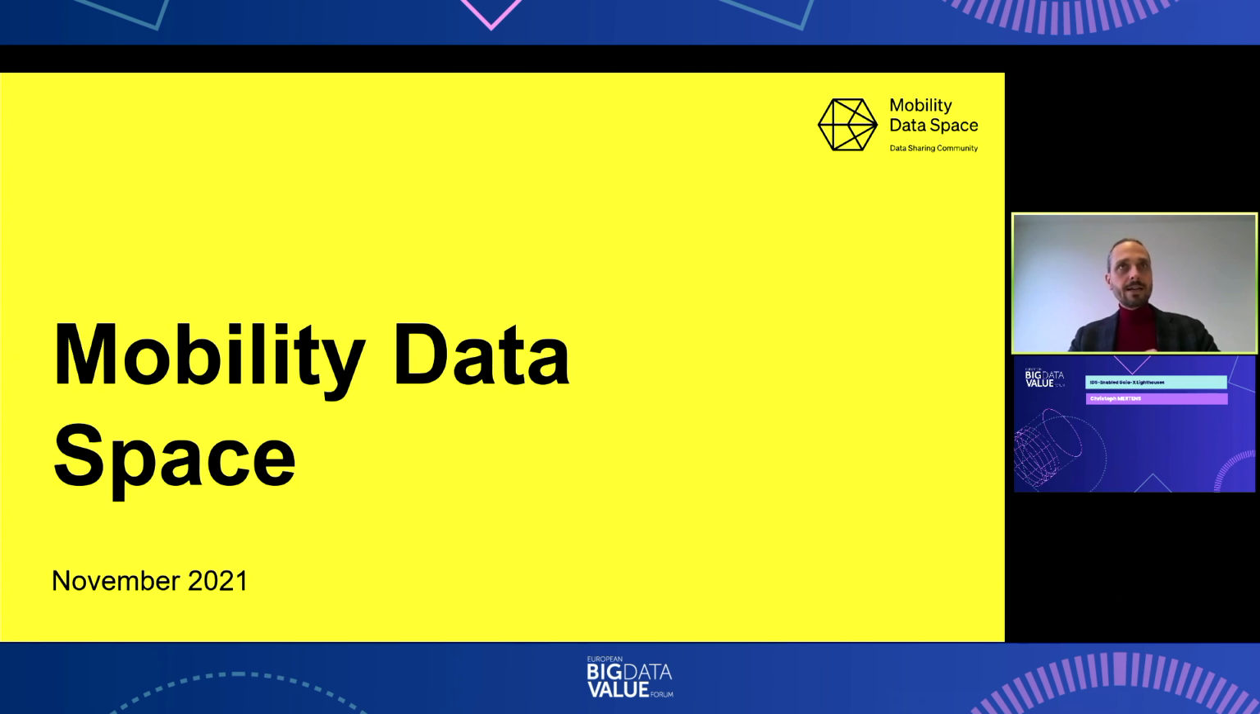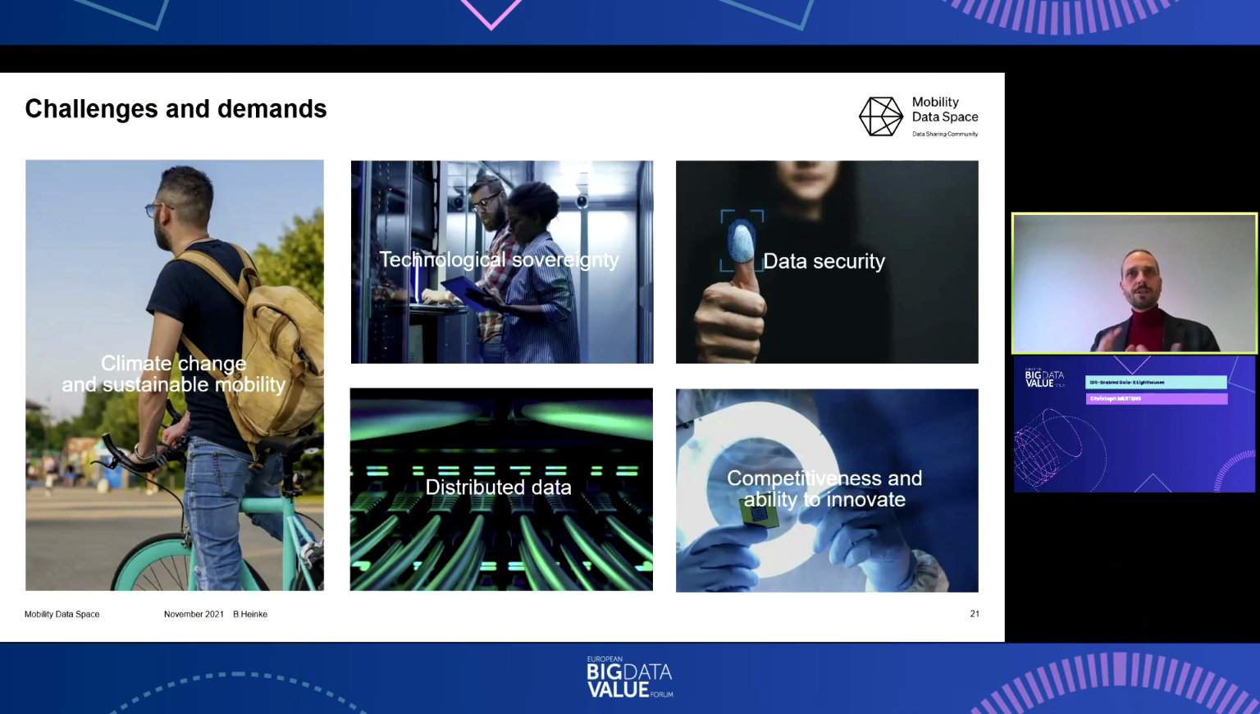The mobility data space, which is also close to the automotive sector but more focused on the mobility aspects, is another project that is aiming at building a Gaia-X compliant, IDS-based ecosystem. Of course, in the mobility field, the challenges are partly a bit different. So we talk here about climate change and sustainable mobility for people who live in cities and in the countryside. Technological sovereignty, data security, distributed data, competitiveness, and the ability to innovate. These are the challenges that the project wanted to tackle.